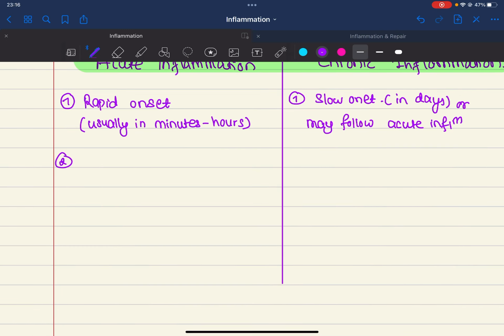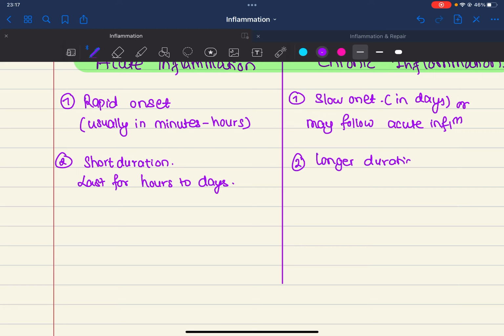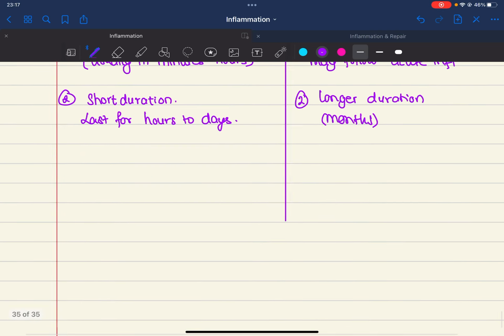What is the second difference? Acute itself means it lasts for a short duration. They last for hours to days. And chronic inflammation lasts for a longer duration, for months maybe.